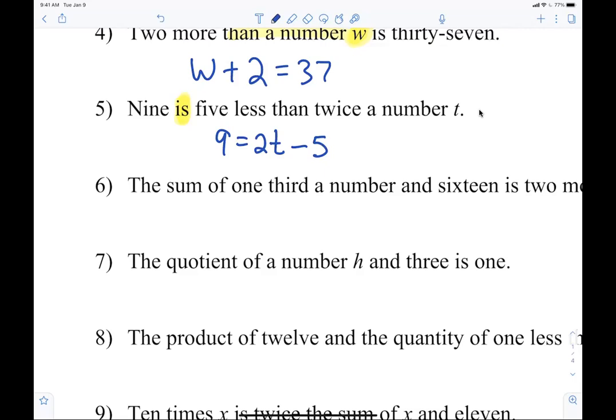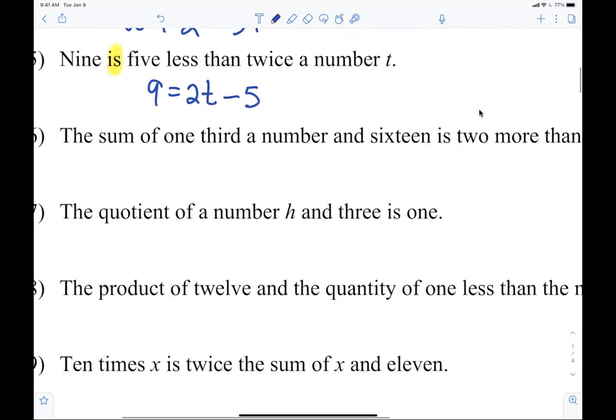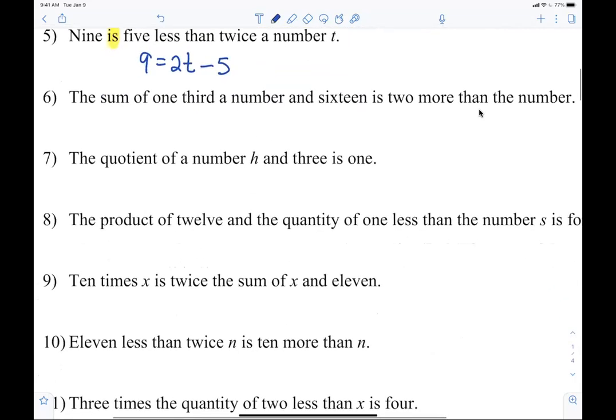All right, Aiden, you're up. The sum of 1/3 a number and 16. So what do I got here, buddy? What does sum mean? We're gonna break it down. Adding. So what are we adding? The 1/3 of a number. How do I write 1/3 of a number? 1/3 n. And then what number are we gonna use? N. Yep.